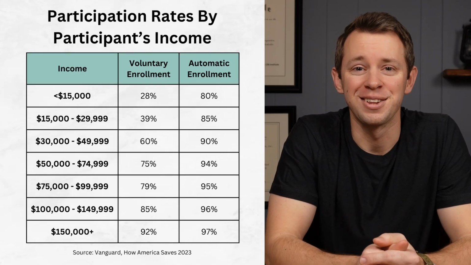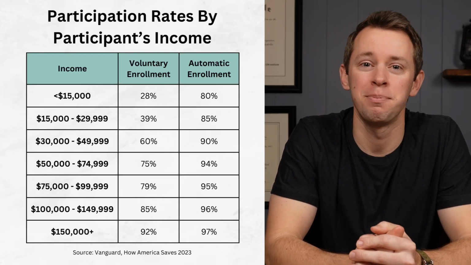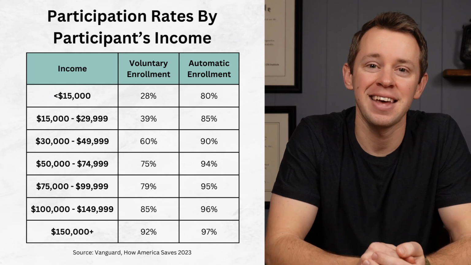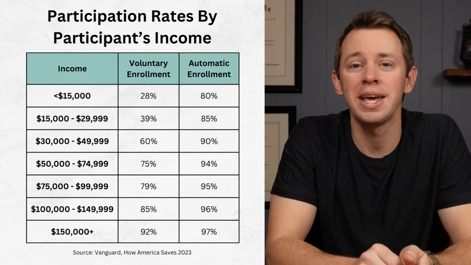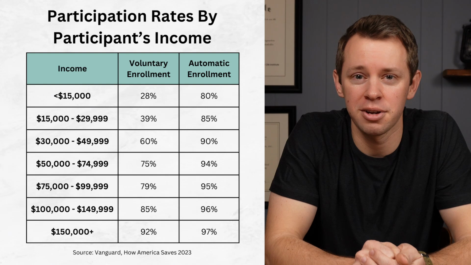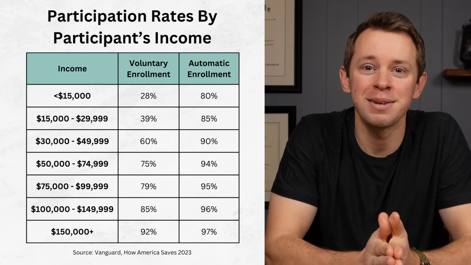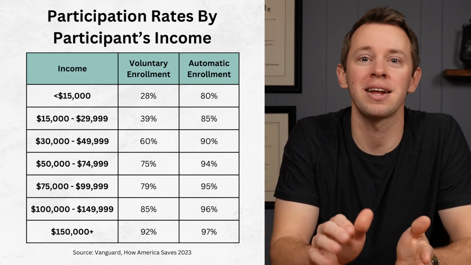Now, let's look at those participation rates by income again, but this time I'm going to add another layer of plans with automatic enrollment versus plans with voluntary enrollment. Wow. Look at the lowest two income segments in particular. Less than $15,000 in income has 28% participation with voluntary enrollment, but 80% participation if they're just automatically enrolled.